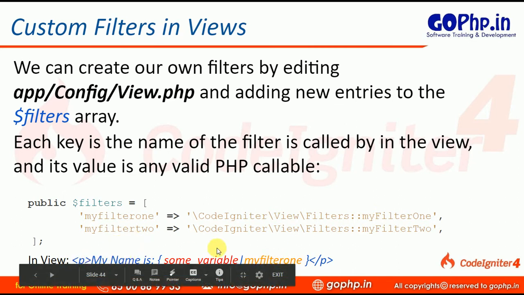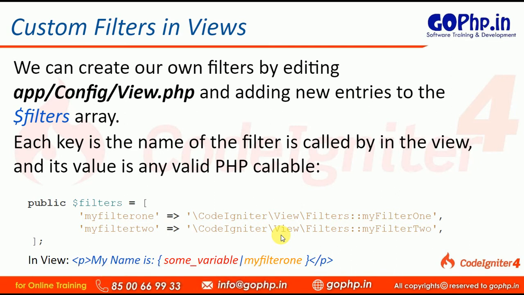Once the filter is created in view, how do we apply it? In the previous session we saw how to apply predefined filters which are given by CI4. In the same manner, whatever filter we create, we are going to apply it on the pseudo variable. So let us start, guys.